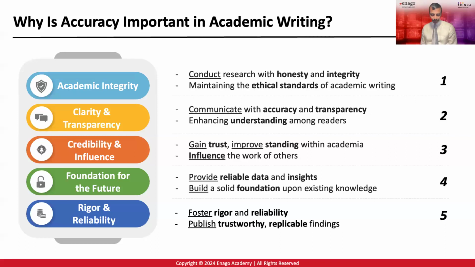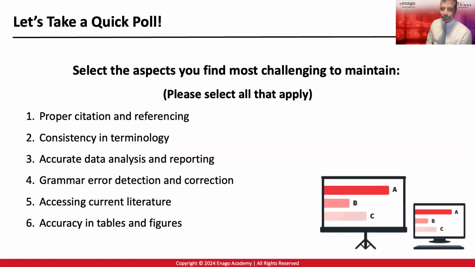Now, with that, I want some audience participation. So I'll go to the first poll that we have, and I'll read out the questions and the options. You'll have about 45 seconds to respond, and you have the pop-up poll coming up. And Piyush and I will discuss some of these ourselves while you vote. So the first poll: select the aspects you find most challenging to maintain. And you can select all that apply.